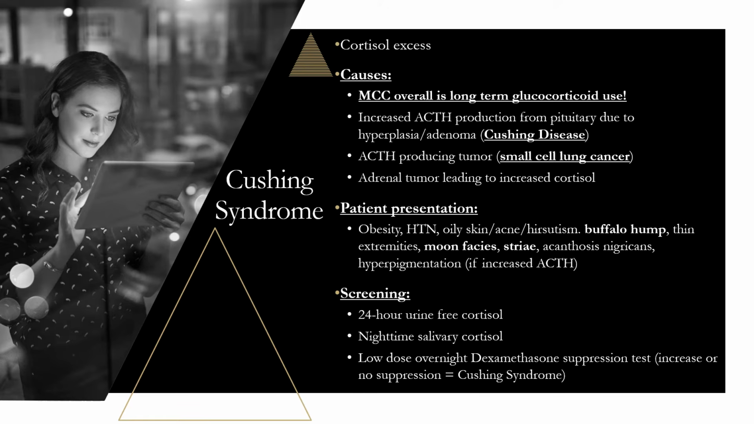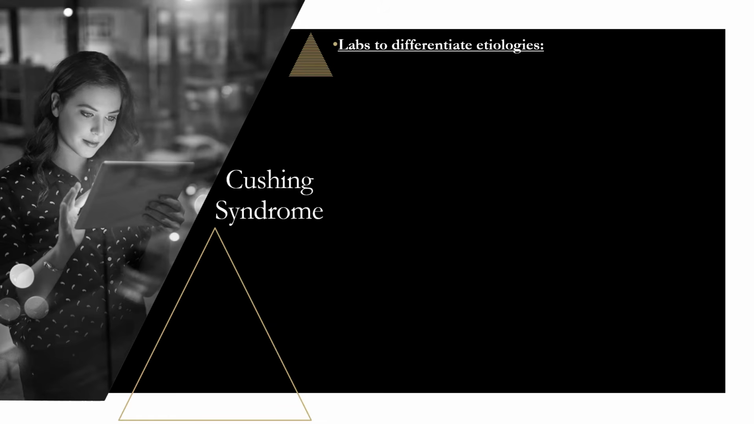The low dose overnight dexamethasone suppression test, you're going to give them dexamethasone 1 milligram before they go to bed. You wake up the next morning, you test their cortisol and see if there was no suppression at all in the cortisol levels. Then this would indicate that it's Cushing syndrome. So then once you screen and you see that they do indeed have a cortisol excess, you want to go ahead and differentiate what the potential etiology could be.